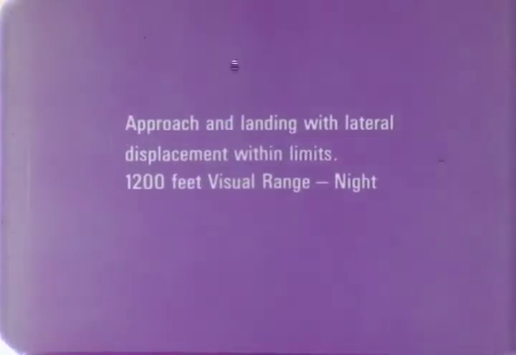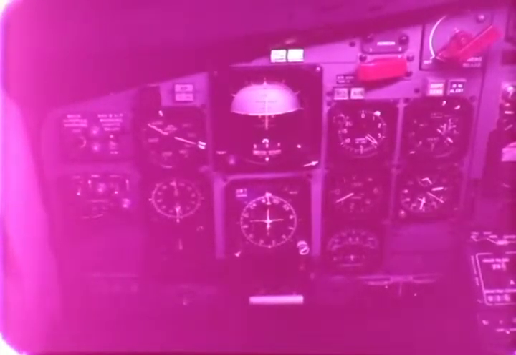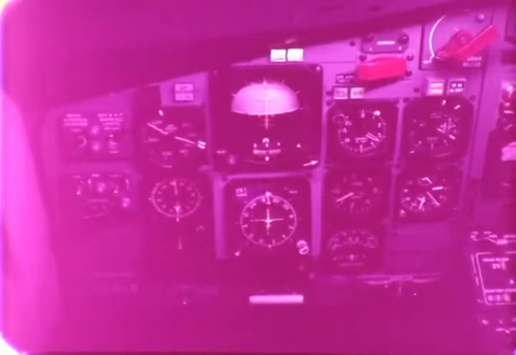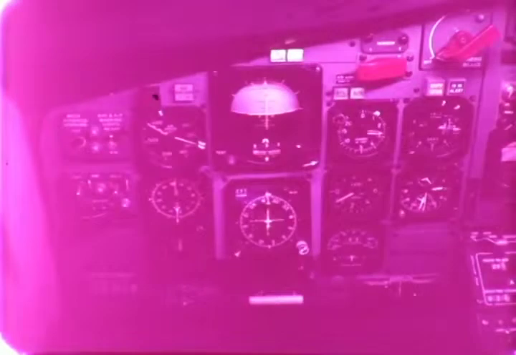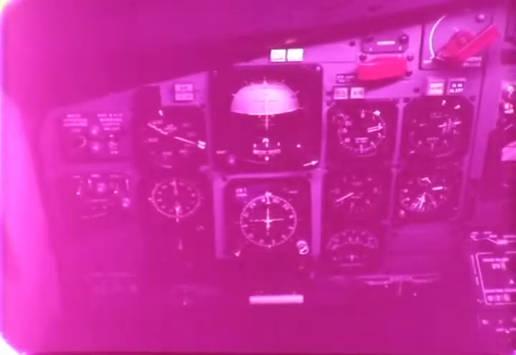Approach and landing with lateral displacement within limits, 1,200 feet visual range, night. 400 feet, on glide slope and expanded localizer centered. 200 feet above minimums, we'll check for lights. No lights. Middle marker, expanded localizer centered, on glide slope, approaching decision height. Still no lights. There are the lights.